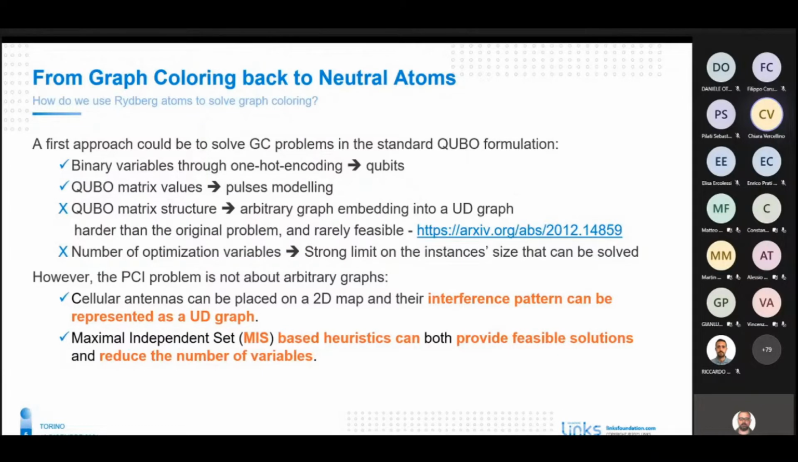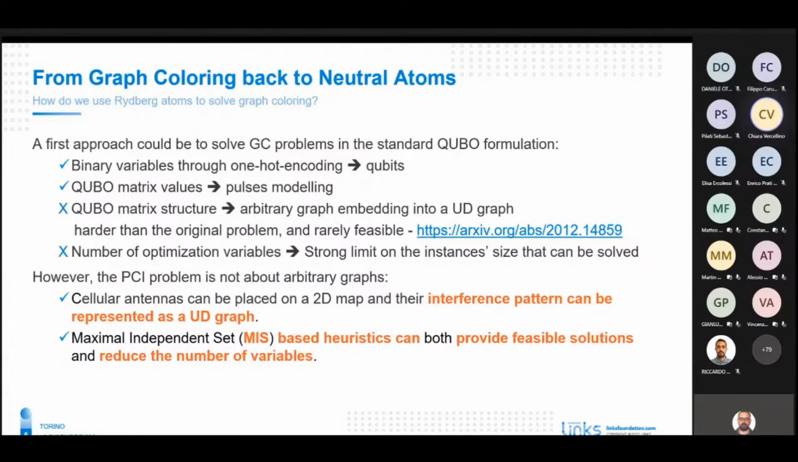Anyway, we have something that plays in our favor. It is the fact that the original problem, the PCI problem, does not have a random position of antennas, but antennas have their own topology. This fact implies that an inference pattern can be induced by the conflicts pattern, and this would allow us not to deal with the problems of register embedding.